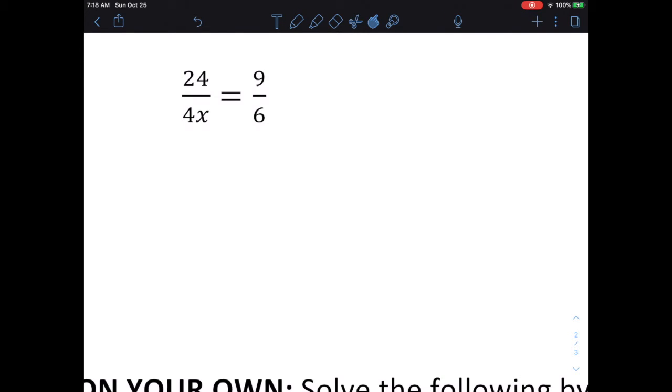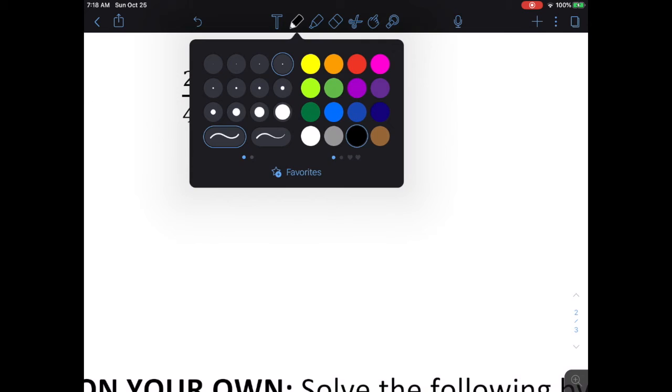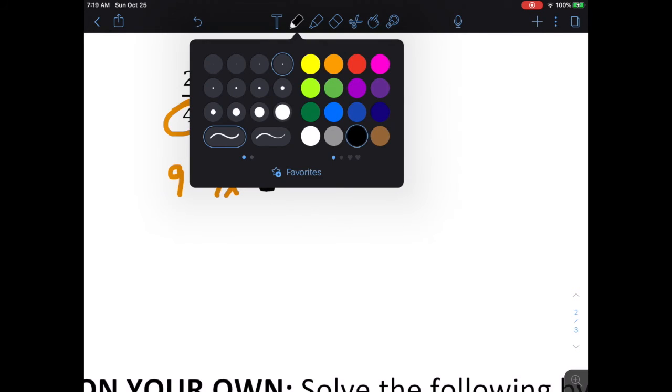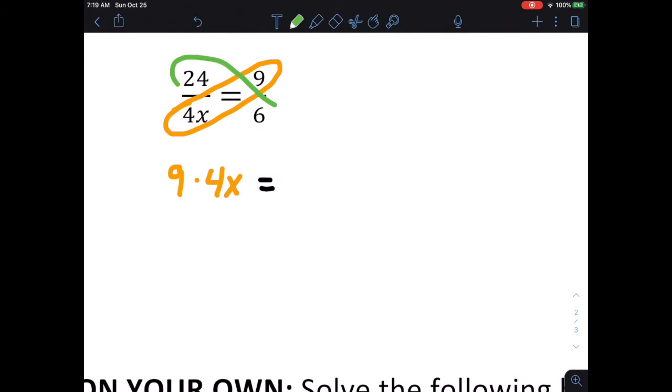Okay, so in this first one, I'm going to go for the x's first, and I'm going to use orange to identify 4x times 9 or 9 times 4x. And again, I'm going to make sure that x is all the way on the right-hand side. So I'm going to kind of do this one what you might call backwards. So it's going to be 9 times 4x is equal to, and then we have 24 times 6.